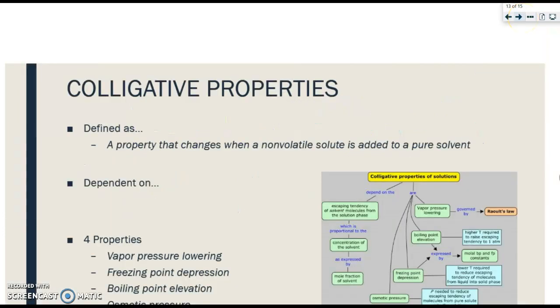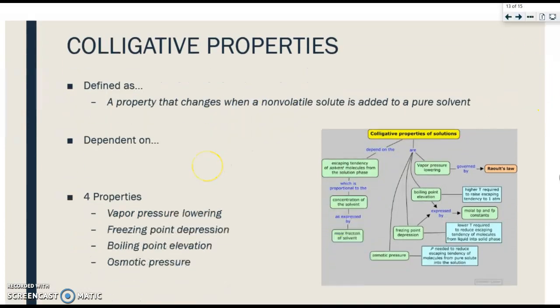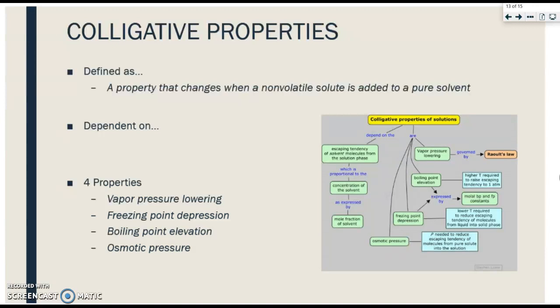The final part of the chapter, or this section, is on colligative properties. A colligative property is defined as a property that changes when a non-volatile solute is added to a pure solvent. Non-volatile is something that does not evaporate easily or at all sometimes. So like salt or sugar.